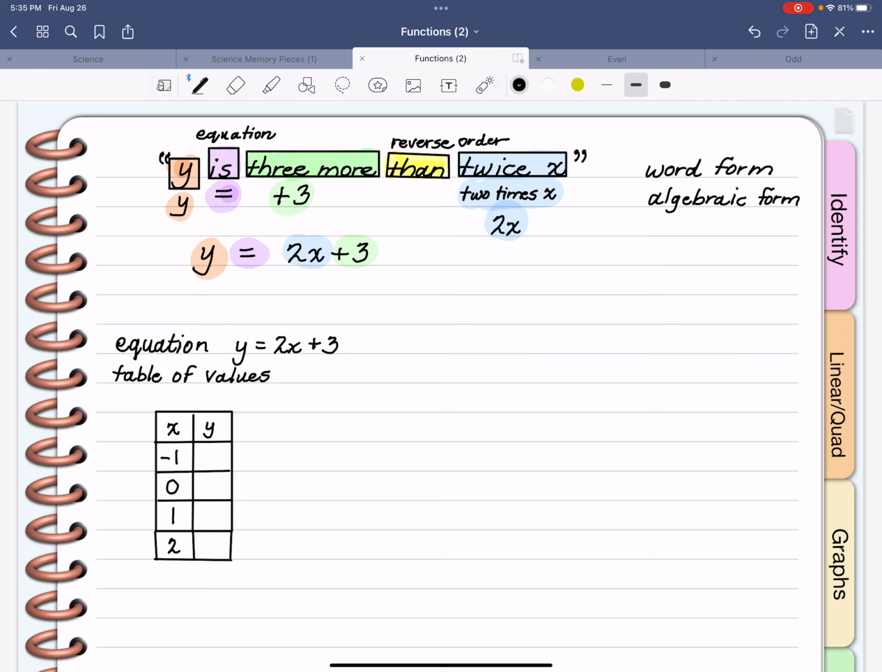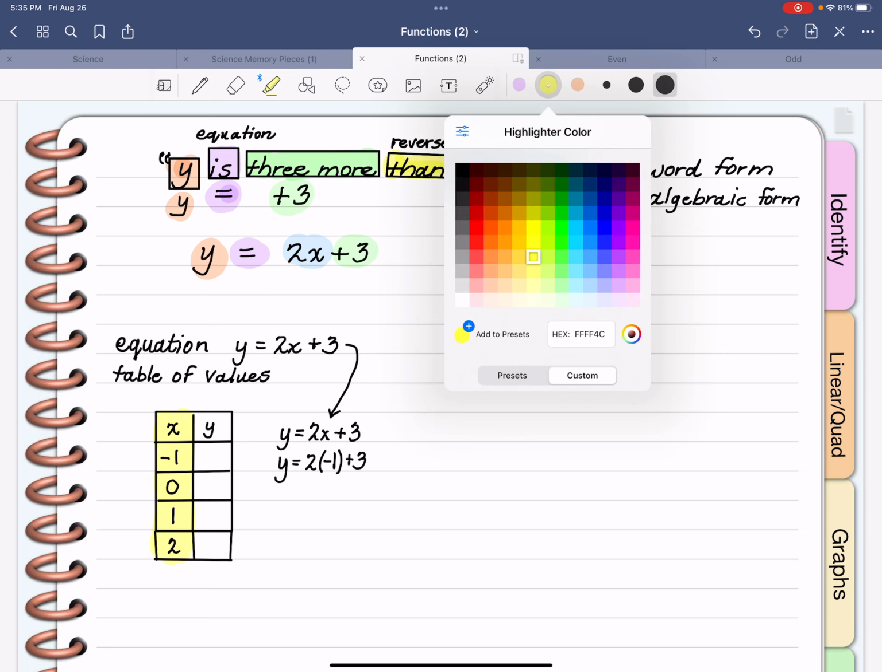So to get the first one, I'm going to write my equation down. Y equals 2x plus 3. So I'm just bringing that equation down here. And I'm going to substitute a -1 for the x. So let me do a little color coding here. My x's I'm going to mark off in yellow. And then my y's I'll do in blue.